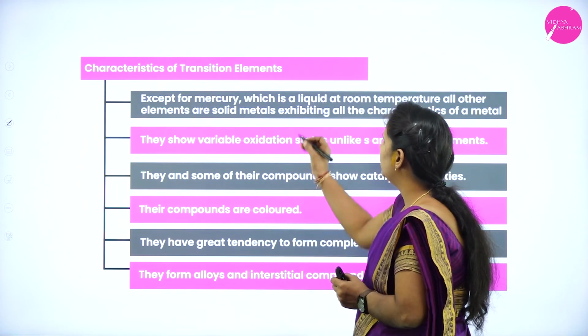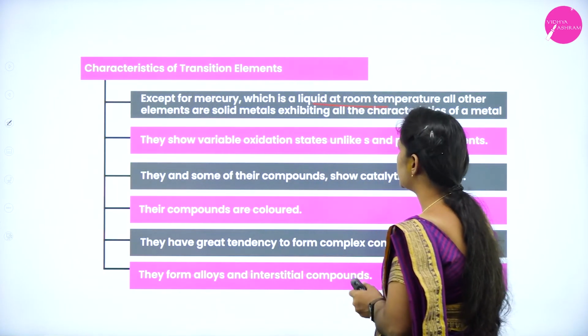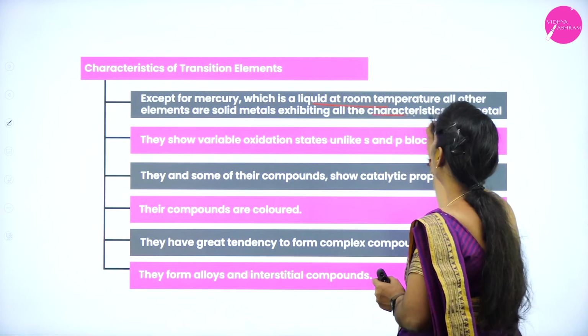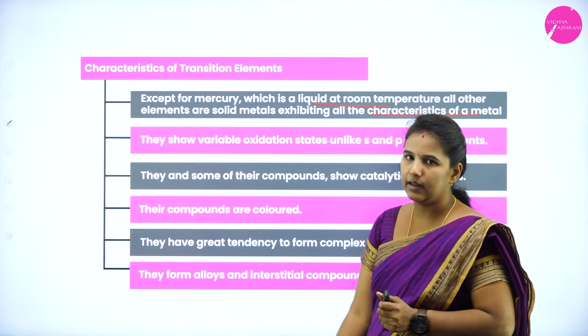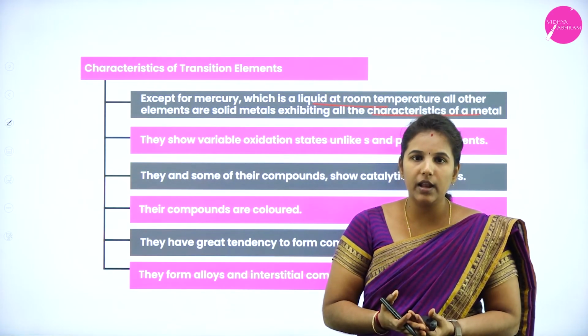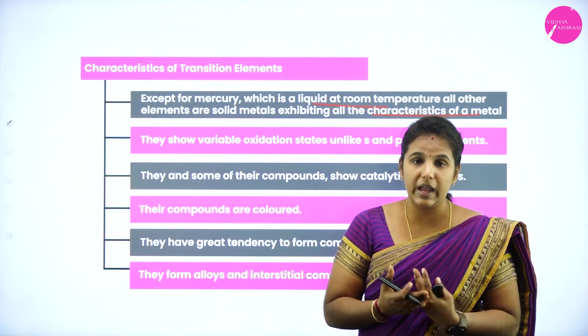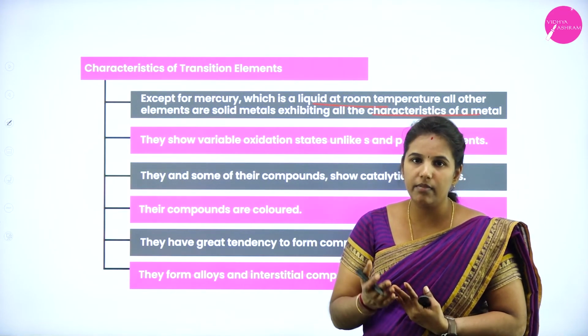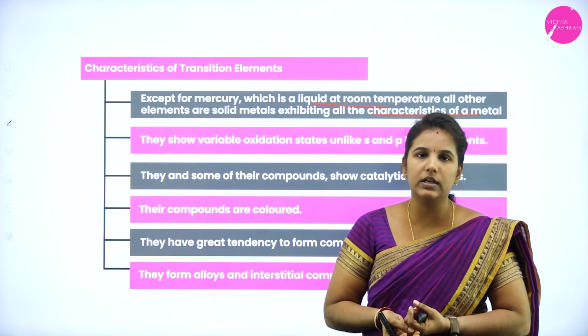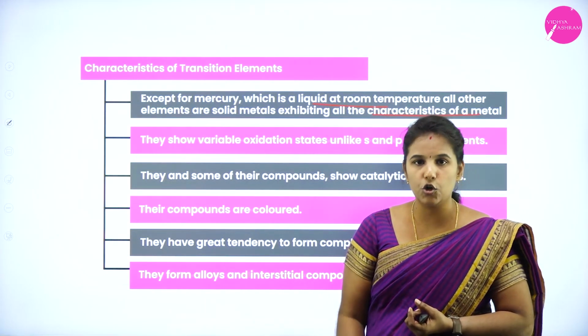Next we have the characteristics of the transition elements. Except mercury, which is a liquid at room temperature, all other elements are solids and they exhibit all the characteristics of a metal. At the beginning I told you that all the d block elements behave like metals except mercury, which we are familiar with from our thermometer, where it exists as a liquid at room temperature.